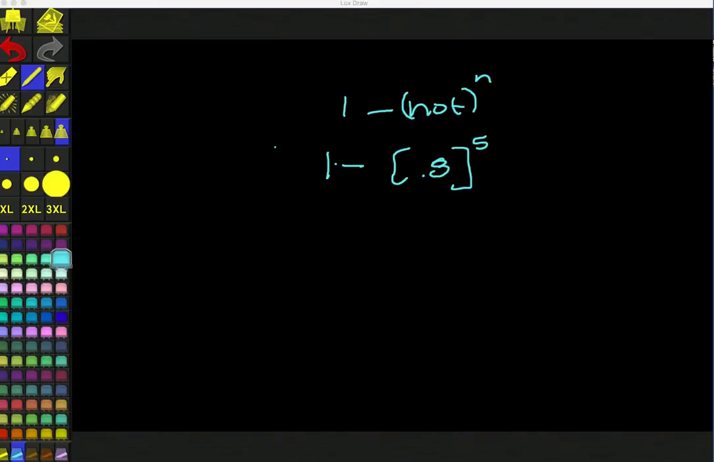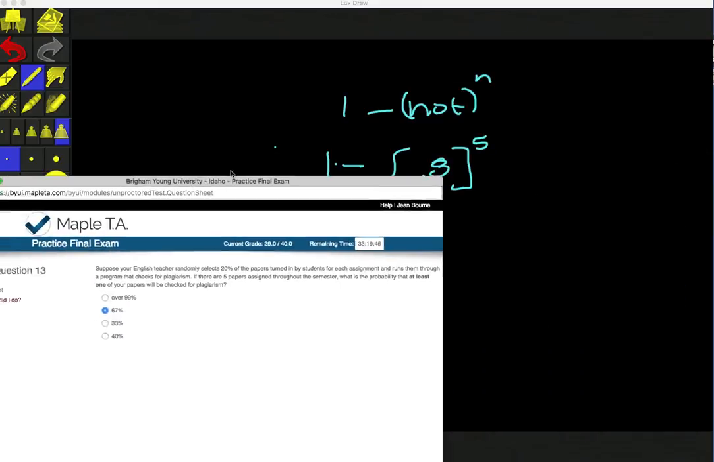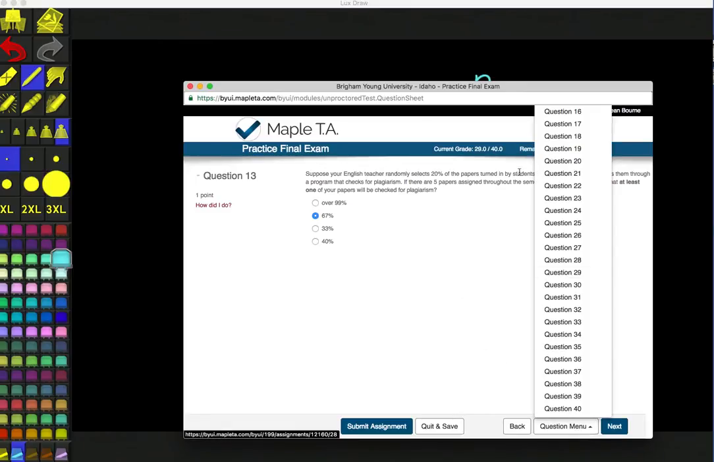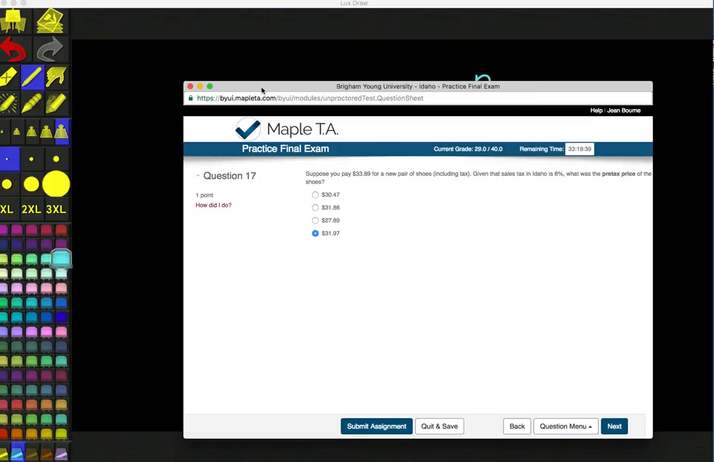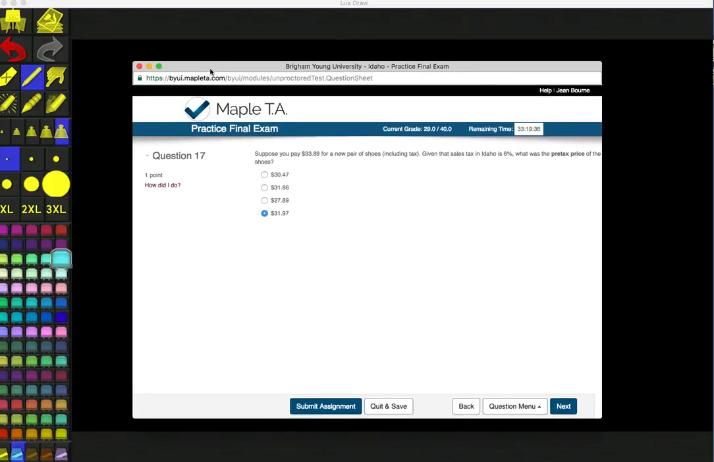Aha, I'm finally to a problem where I can use my little question menu. Question 17 on my test. Suppose you pay $33.89 for a new pair of shoes, including tax. Given that sales tax in Idaho is 6%, what was the pre-tax price of the shoes?